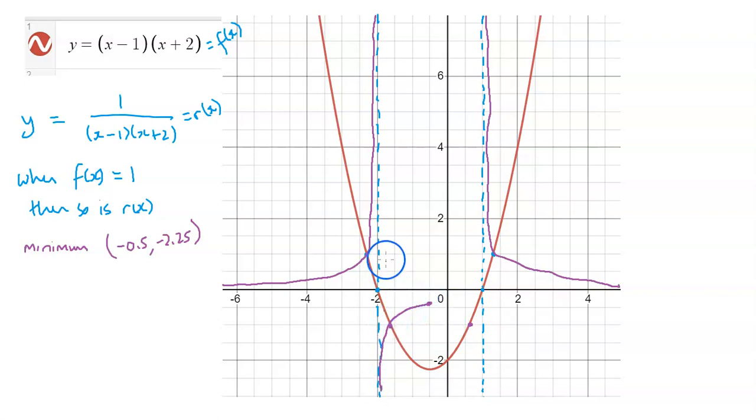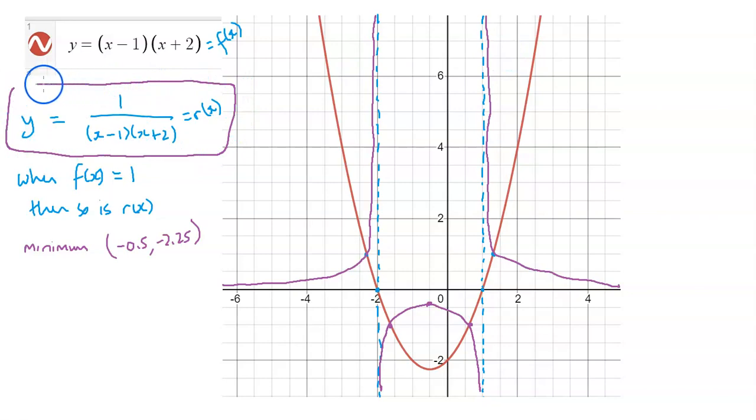It's going to tend towards those vertical asymptotes. And we're done. So the purple function is y equals 1 divided by x minus 1 times x plus 2.